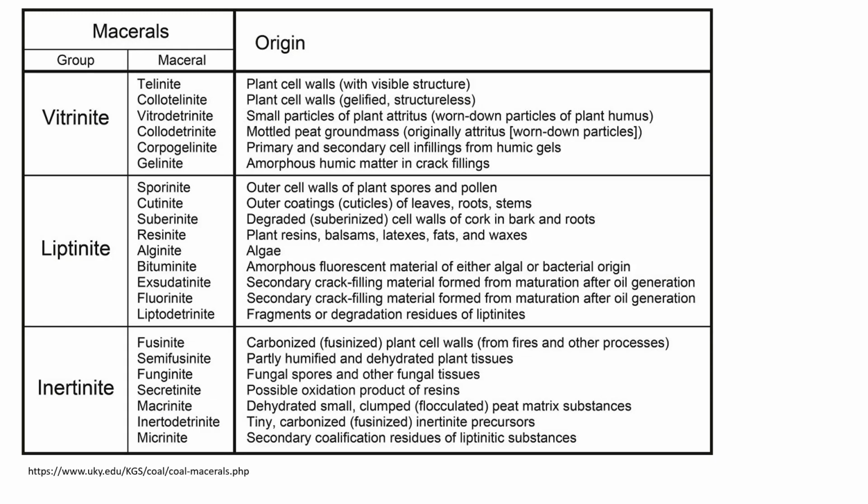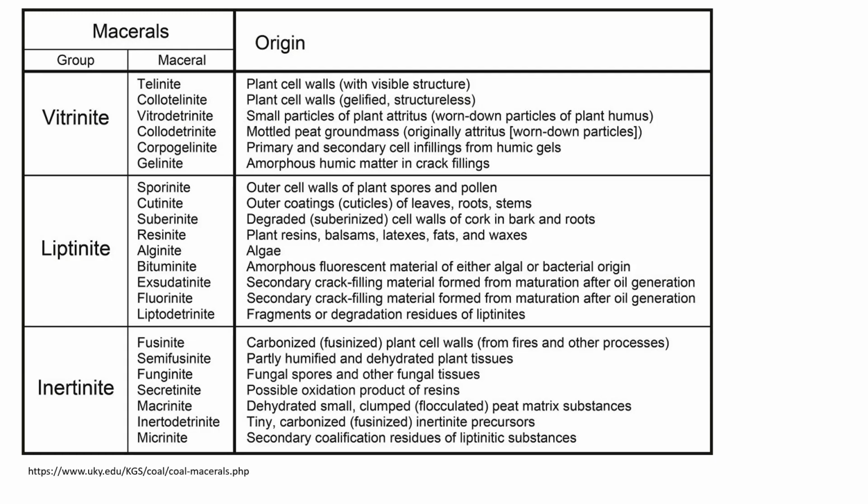Collodetrinite is mottled peat ground mass. Corpogelinite are the infillings, the gels in the cell structure, so they are primary and secondary cell infillings from humic gels. Gelinite is amorphous humic matter in crack fillings.